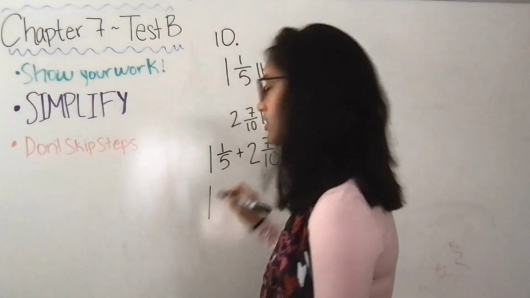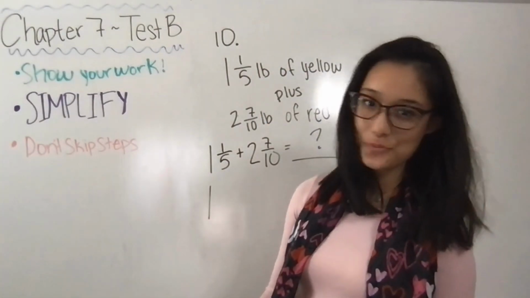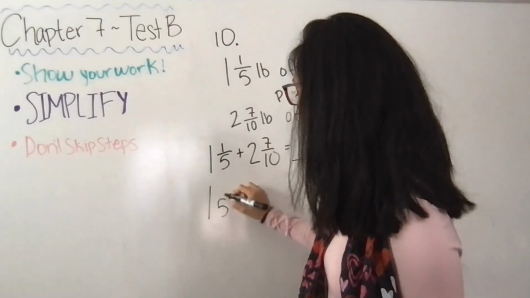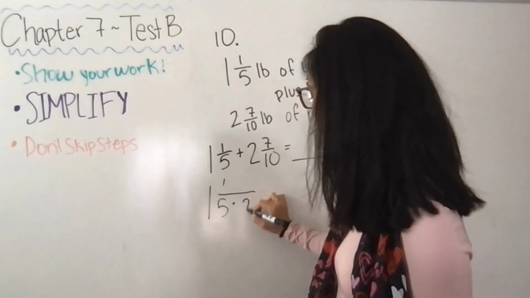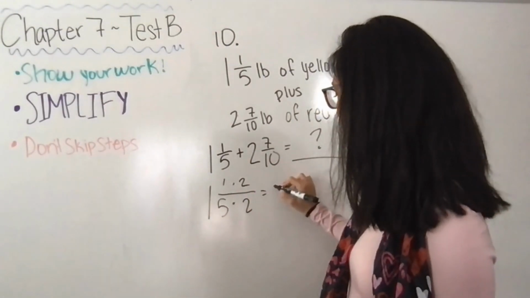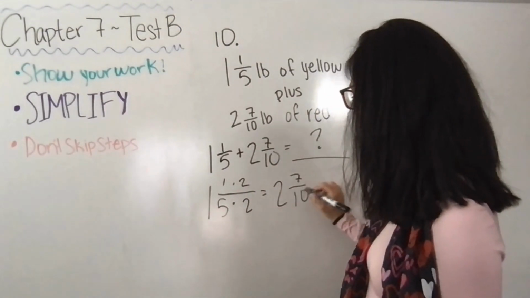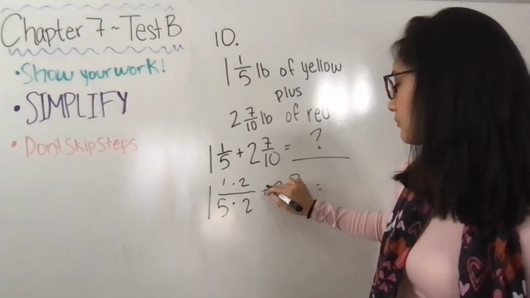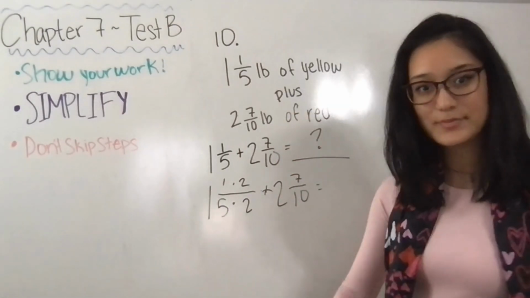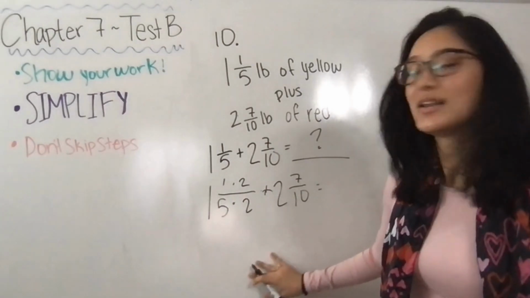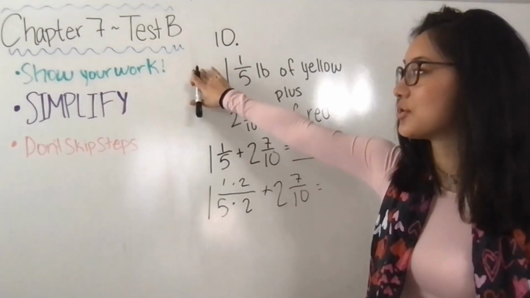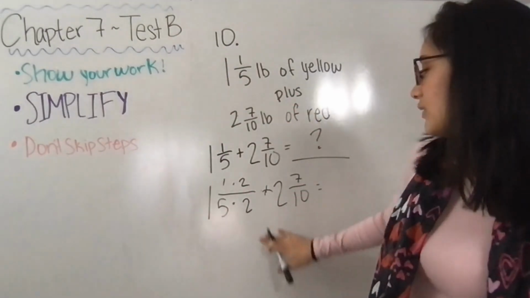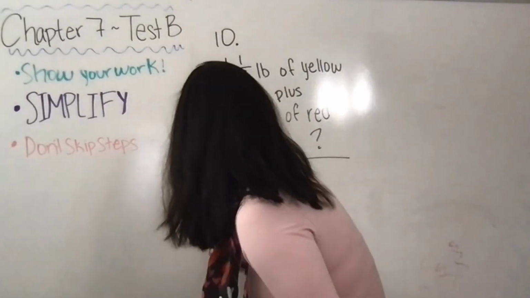So, is the common denominator 5? No. You know it has to be 10. So, how many times does 5 go into 10? Twice. So, this is your new problem. Now, don't skip steps. Show your work. So bring this down and write out your new problem.